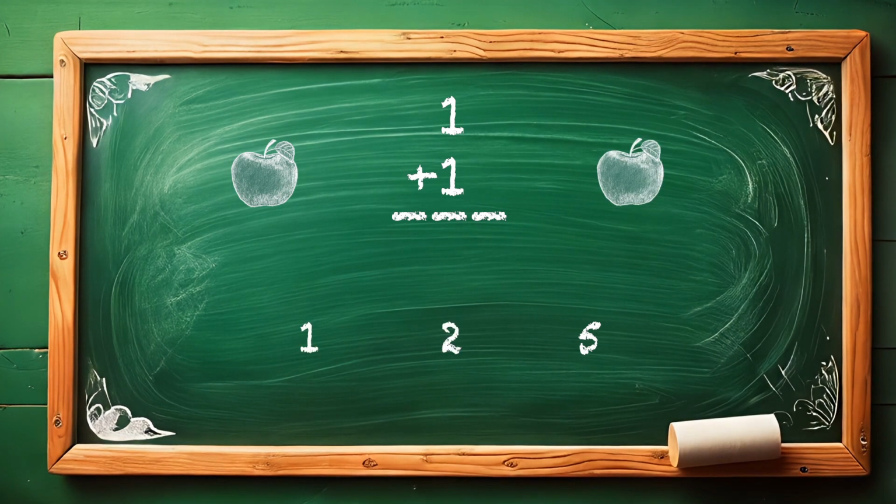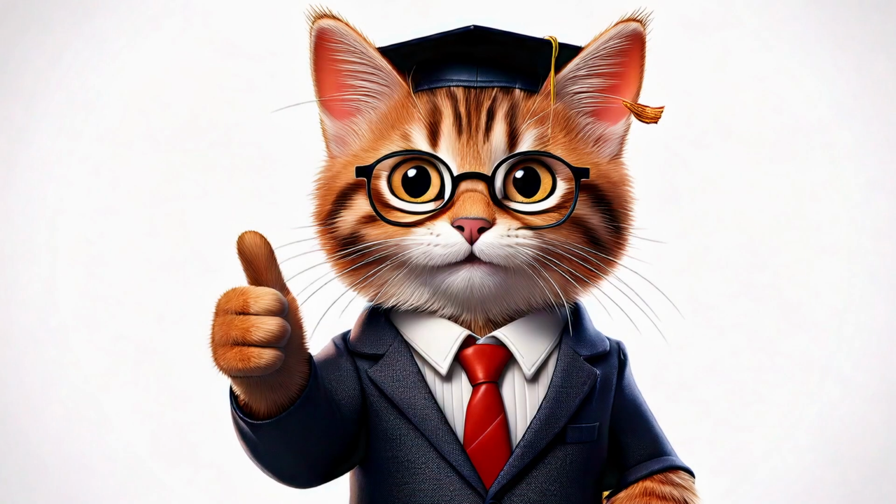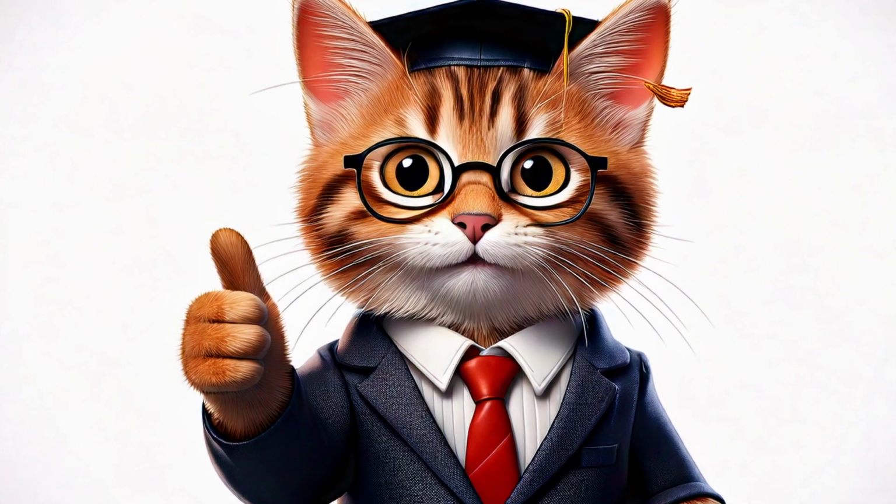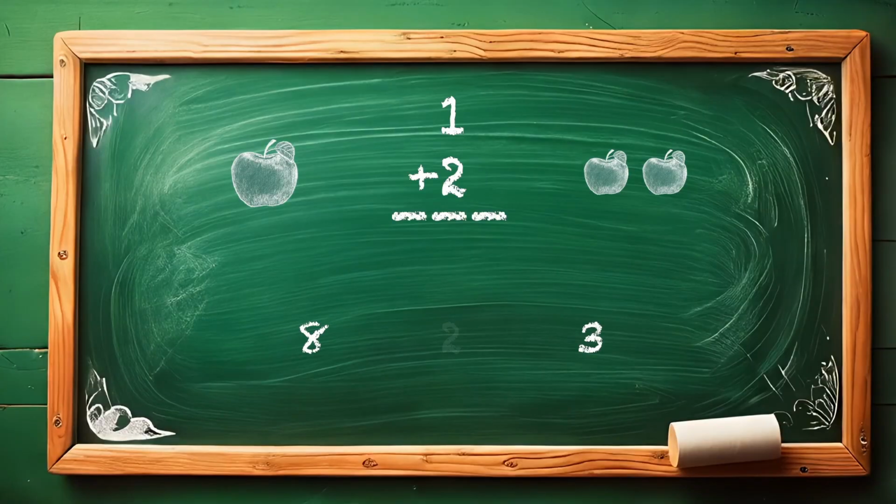If you have one apple plus another apple, do you get 1, 2, or 5 apples in total? 2 apples. 1 plus 1 equals 2. If you have 1 apple plus 2 apples, do you get 8 apples, 2 apples, or 3 apples in total? 1 plus 2 equals 3.